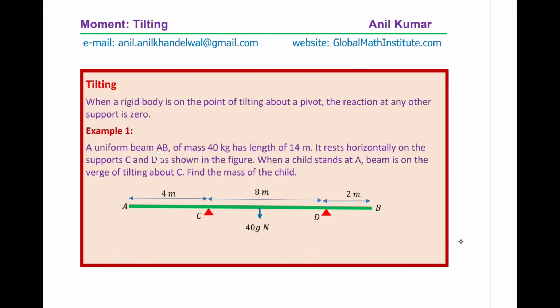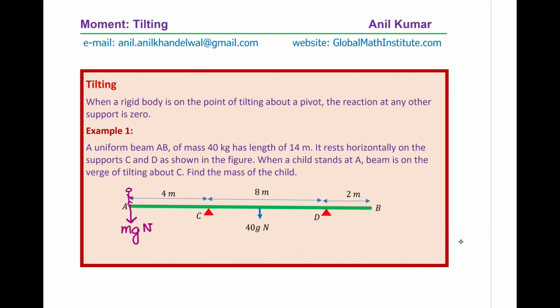Let's try to understand with the help of a simple example. A uniform beam AB of mass 40 kg has length of 14 meters. It rests horizontally on the supports C and D as shown in the figure. When a child stands at A, the beam is on the verge of tilting about C. Find the mass of the child. So that's the question for you. So when a child stands at A, there will be the mass of this child acting at A. Let's call this M times gravity, which gives us the force in newtons.